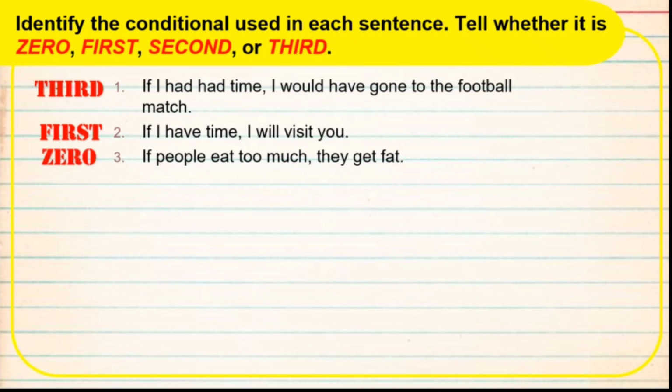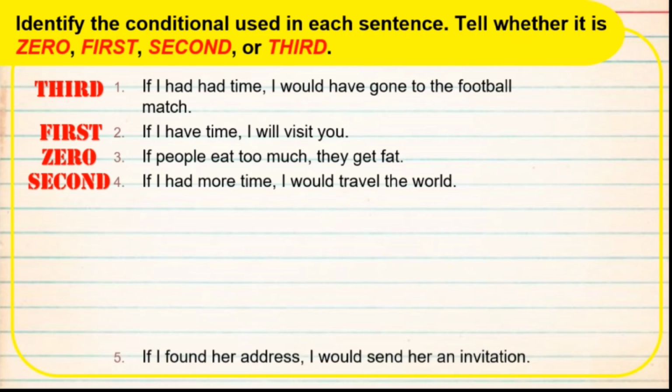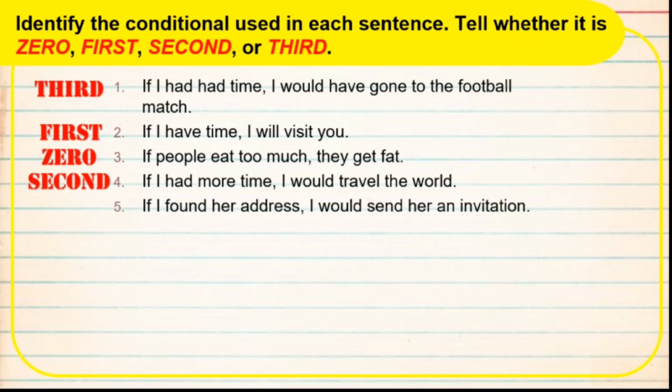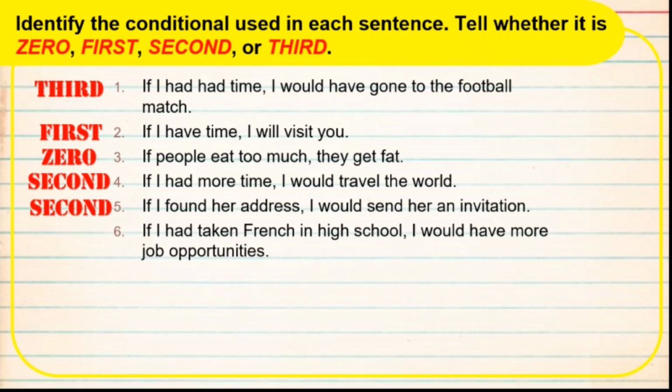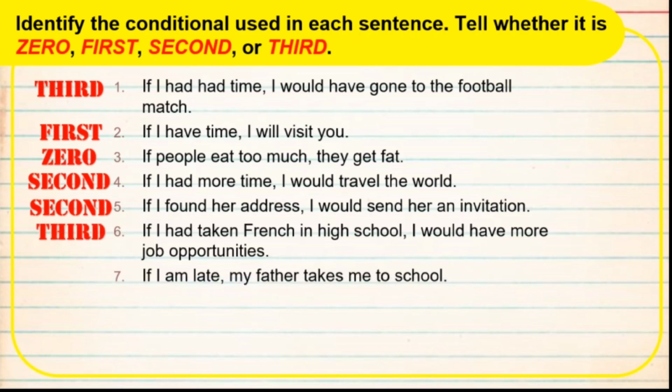If people eat too much, they get fat. Answer: zero conditional. If I had more time, I would travel the world. Answer: second conditional. If I found her address, I would send her an invitation. Answer: second conditional. If I had taken French in high school, I would have more job opportunities. Answer: third conditional.